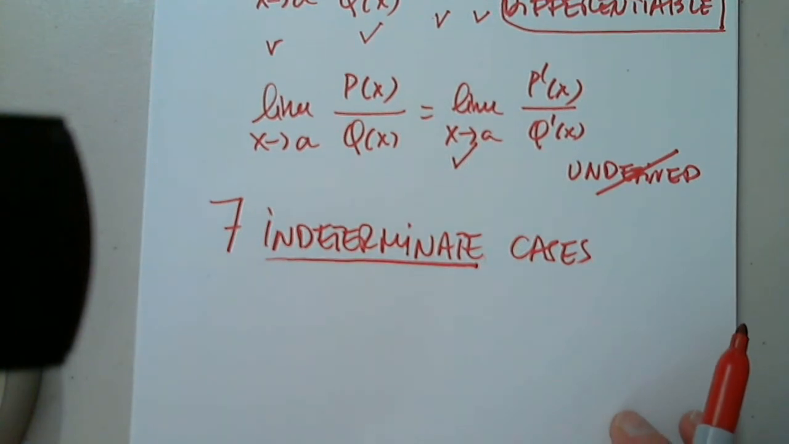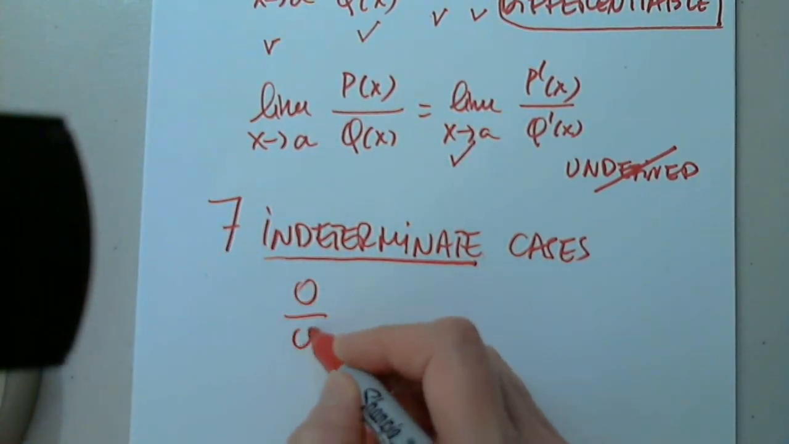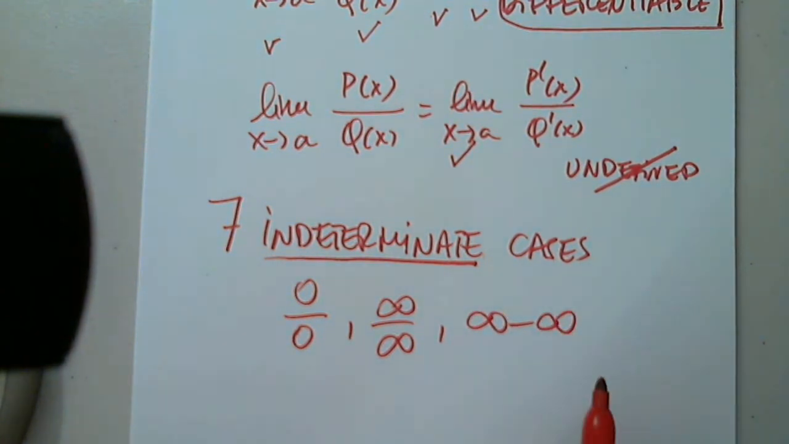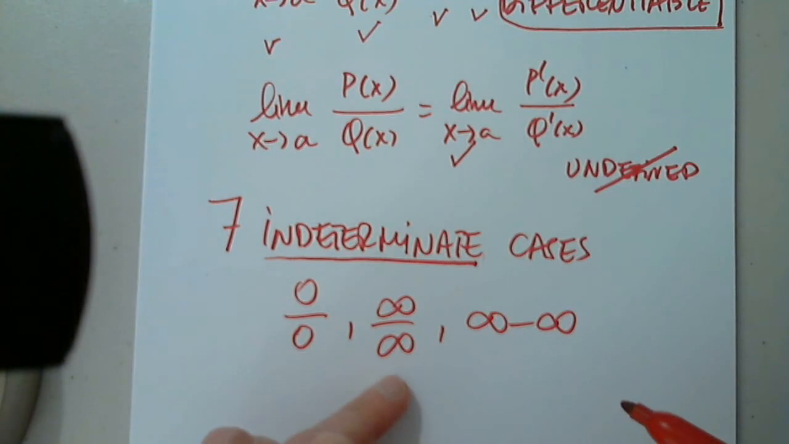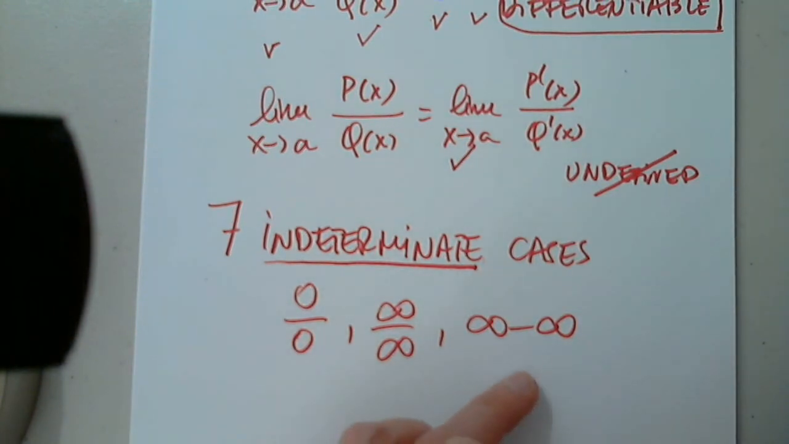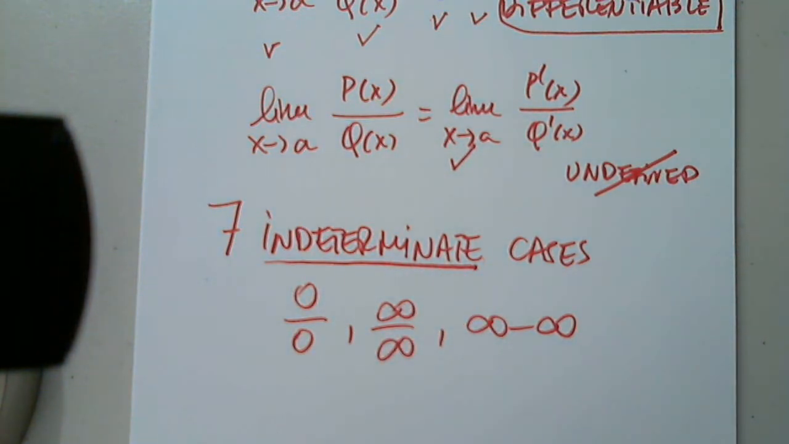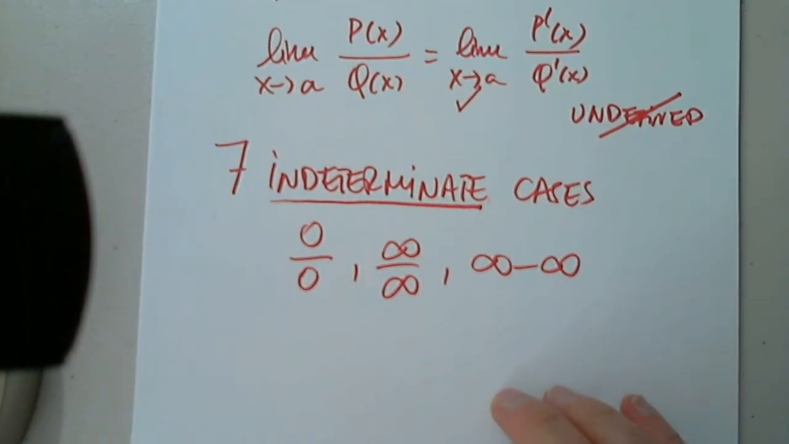Okay, so we already encountered these 3. So this answer could be 15. This could be 0. This could be 1500. It means we have no idea what can come up. Okay, so let's look at an example and then move on to the other 4 indeterminate cases.